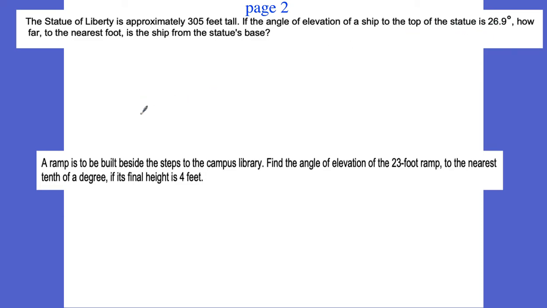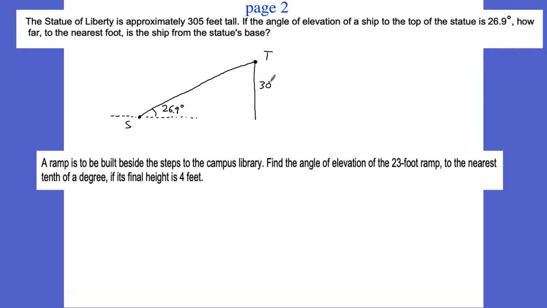So from the ship down here in the water, we'll call this point S. Here's our Statue of Liberty. Here's the top up here, T. This angle of elevation, remember, is the angle relative to a horizontal line drawn from our point of reference. That would be an angle of elevation right here. If it happened to go down instead, that'd be an angle of depression. So the angle of elevation is 26.9 degrees.